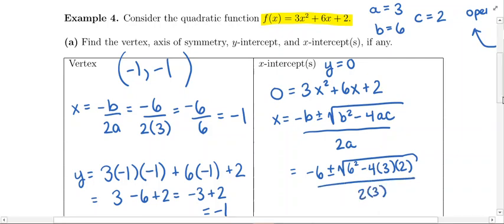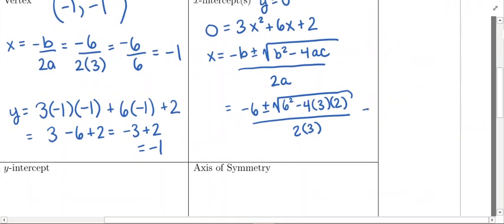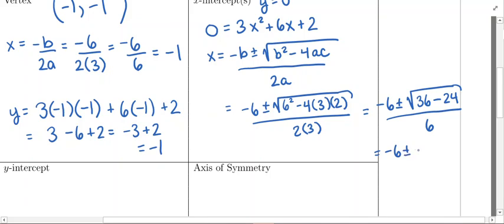Okay, we need to simplify it. So let's do that. All right, so let's leave the negative 6 plus or minus. Let's figure out what's under the square root. Under the square root, 6 squared is 36. And then we have minus 4 times 3 is 12, times 2 is 24. And the bottom is 6. So under the square root, 36 minus 24 is going to be 12. And then the bottom is still 6.